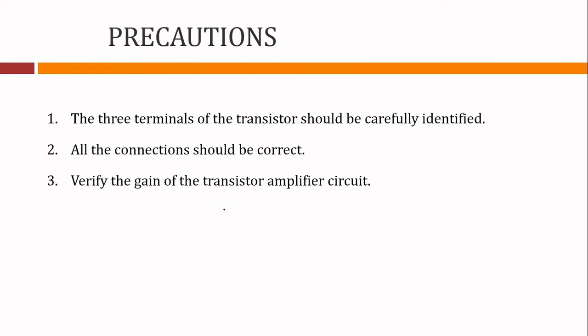Now precautions. All the three terminals of the transistor should be carefully identified. All the connections should be correct. See, transistor is a 3-terminal device. Each terminal is interconnected to the base, emitter and collector, and each of these pins or each of these regions has different profiles. They have got different functions to perform. We simply cannot interchange, say for example, collector and emitter.